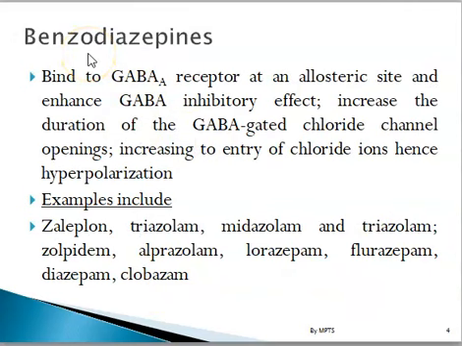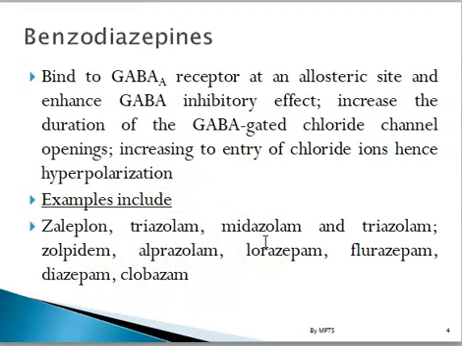Let us briefly look at benzodiazepines. They bind to the GABA receptor at an allosteric site and enhance the inhibitory effect of GABA. How? By increasing the frequency of GABA-gated chloride channel openings, and thus increasing the entry of chloride ions, resulting in hyperpolarization. When you have hyperpolarization, there is no action potential. The examples we have are triazolam, midazolam, alprazolam, lorazepam, flurazepam, diazepam, and clobazam. All these are examples.